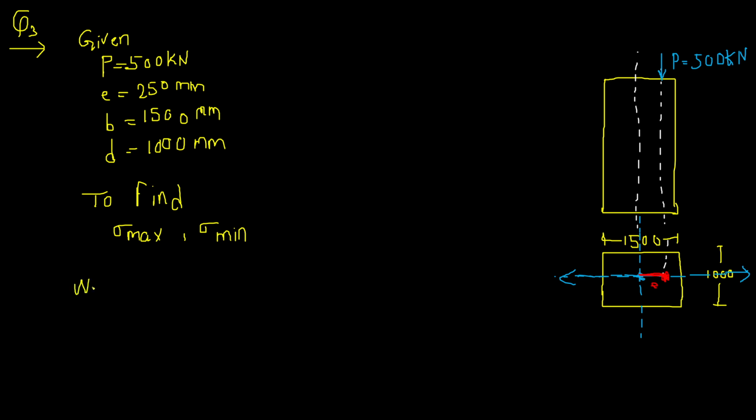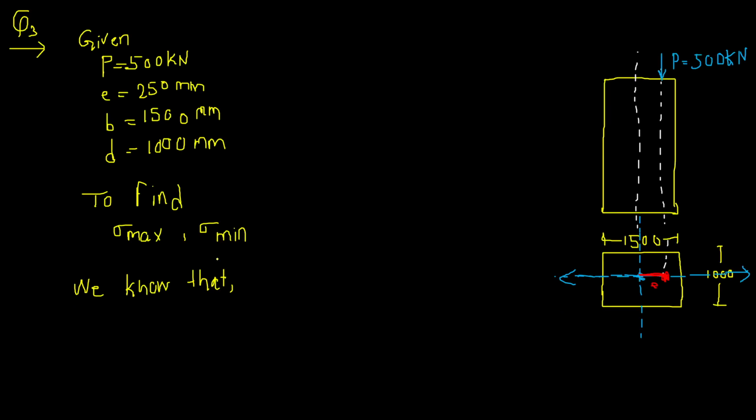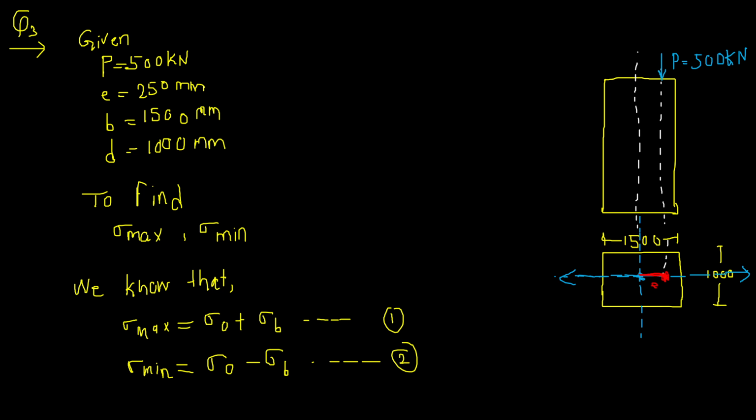Now next is writing the formulas, same as we did in the previous question. We know that maximum stress sigma max is equal to direct stress plus bending stress, and below that write it down like this: sigma max is equal to sigma naught plus sigma b. So this is equation number 1. Similarly, minimum stress is equal to sigma naught minus sigma b. Below that write sigma minimum is equal to sigma naught minus sigma b. So now individually we will calculate.